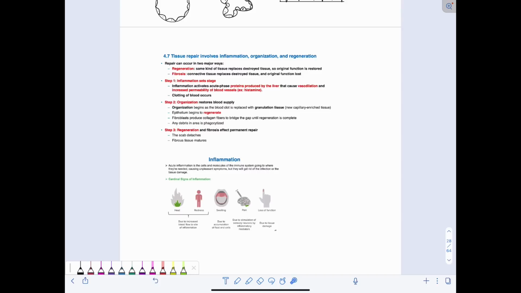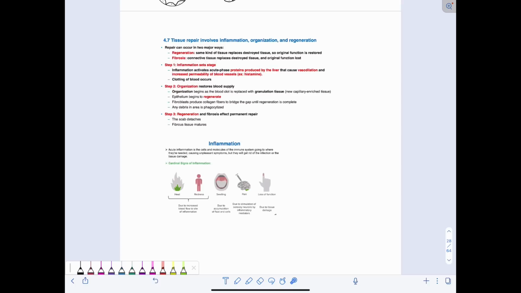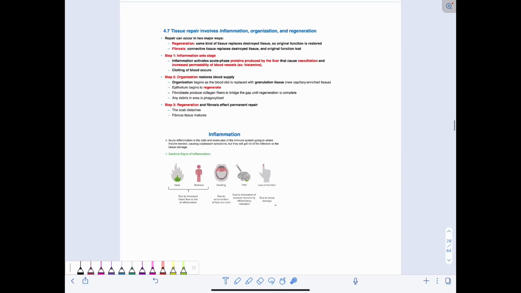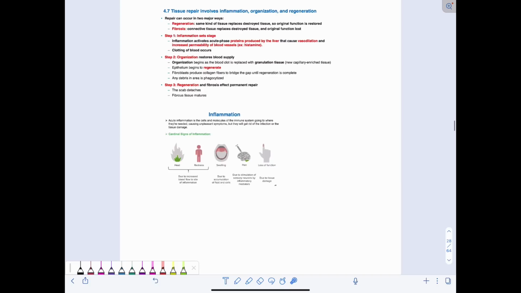Where we talked about histamine being released, for example, and that basically dilates the blood vessel and brings more white blood cells or blood in that area in general. The next step is, of course, organization, and that's perhaps making a blood clot or something like this. And then there's regeneration, which is basically just regenerating new tissues. Understand that acute inflammation causes unpleasant symptoms, but they will get better.